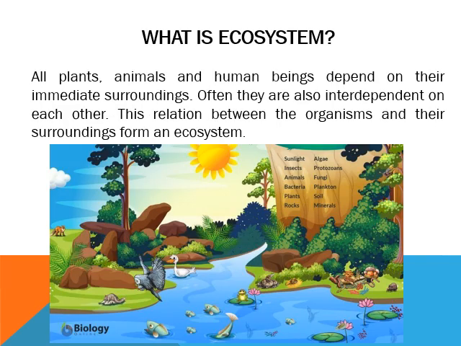Next one is, what is ecosystem? All plants, animals and human beings depend on their immediate surroundings. Often they are also interdependent on each other. This relation between the organisms and their surroundings forms an ecosystem.